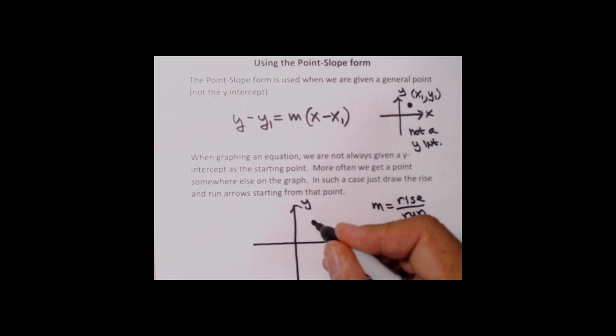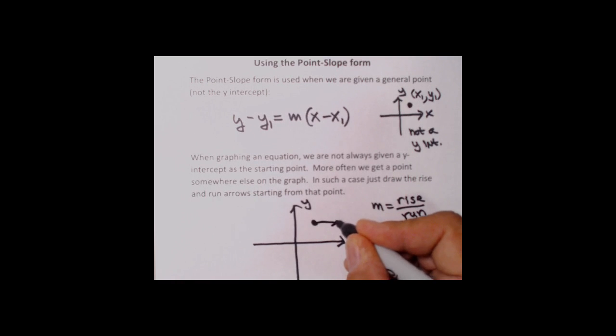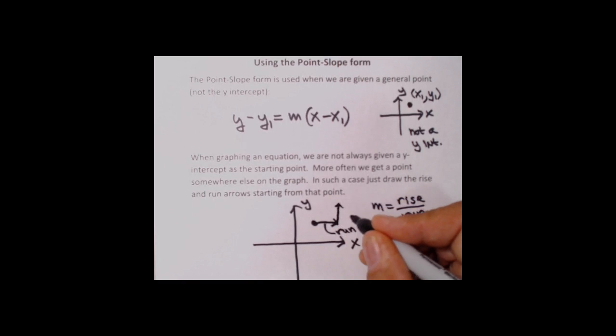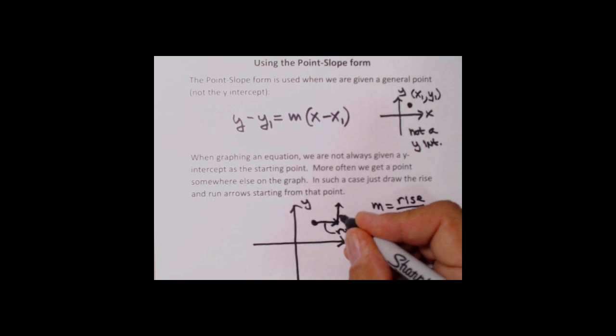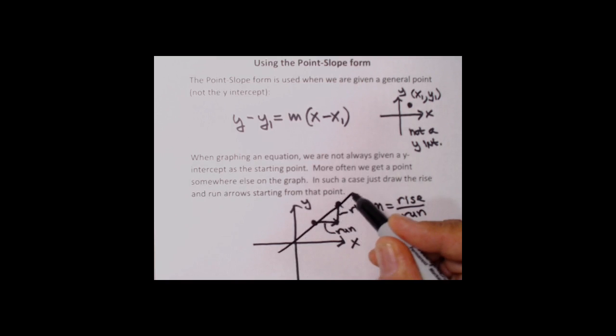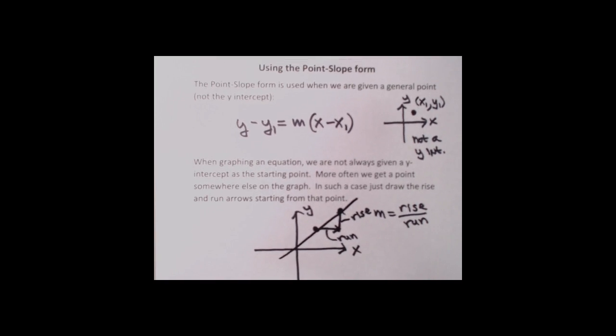Remember, the run is the horizontal distance. Okay, this would be the run. And then if the rise happened to be positive, we'd have an arrow going up like this. If the rise was negative, the arrow would go down. And you scale up the distance that it has to go. So this would be the rise. Okay, and at the end of that, our second arrow is another point on the line. So simply just draw the line. Well, we'll be doing both these processes coming up here.